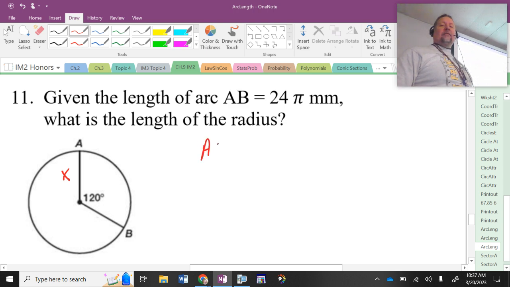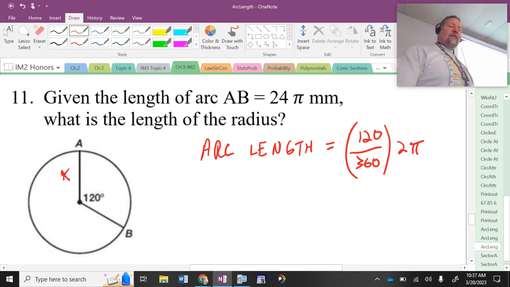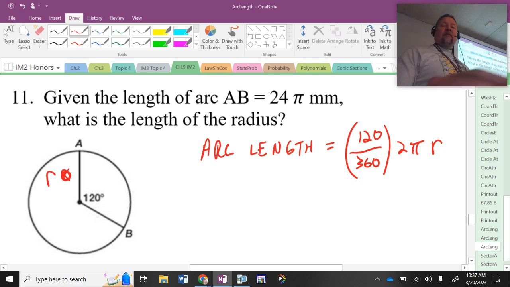Arc length equals the central angle divided by 360, times 2 pi r. Why did I call that x? Why don't I just call it r? That was a silly decision. And that's what I'm trying to find.